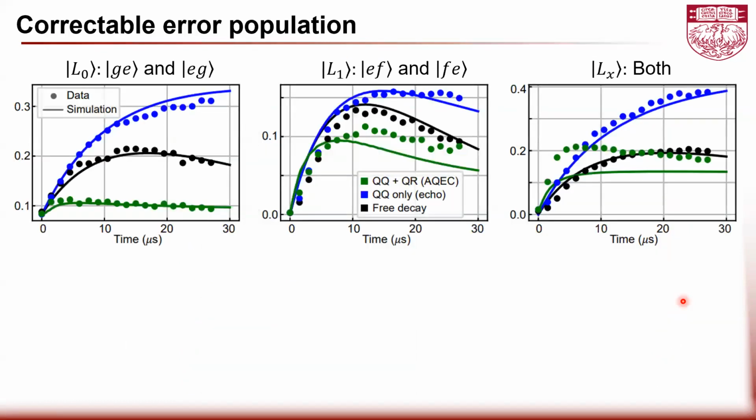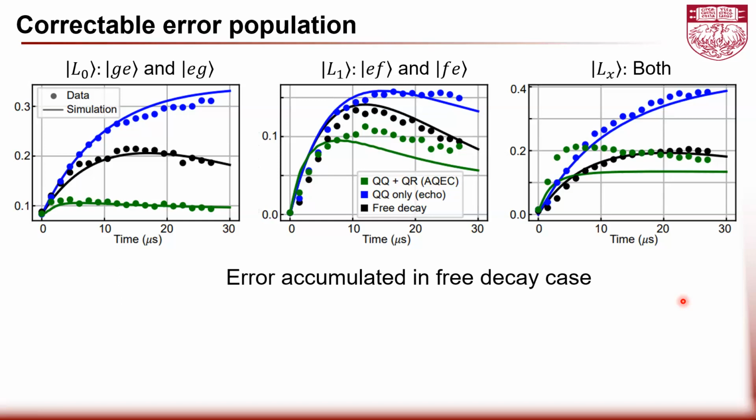We can do the state tomography at each time point, reconstruct the system's density matrix, and calculate the correctable error population. The correctable error population here is defined as the population in those error states. For L0, it's summing up the population in G and EG. For L1, it's summing up the population in EF and FE. For LX, it's summing up all of them. There are three different cases.